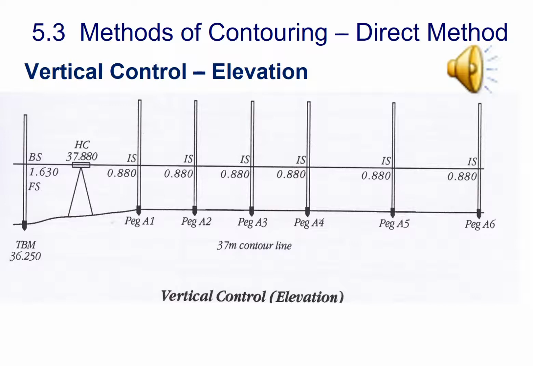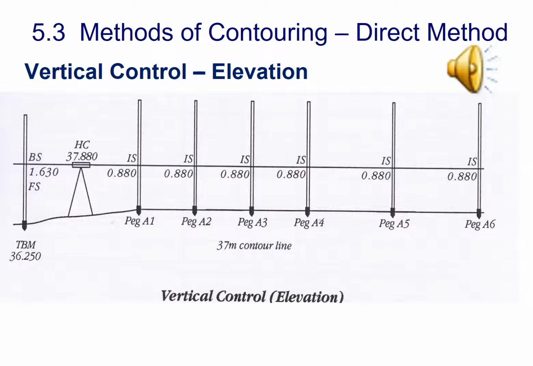So the surveyor on site will then have his assistant walk around with the staff while he looks through the level to determine which spots on the ground give a reading of 0.880. And they will put a peg in the ground at that point because they've just calculated that the ground at that point is effectively 37 meters above Ordnance Datum. So that's the first step, which is vertical control or elevation.